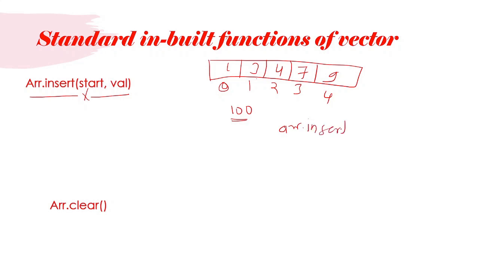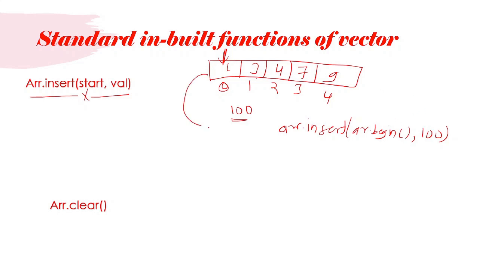I will simply do it as arr.insert(arr.begin(), 100). Now the question comes, what does this begin mean? Begin is nothing but an iterator, as the name itself suggests, that starts from the first element of the vector. So at the begin, put 100.